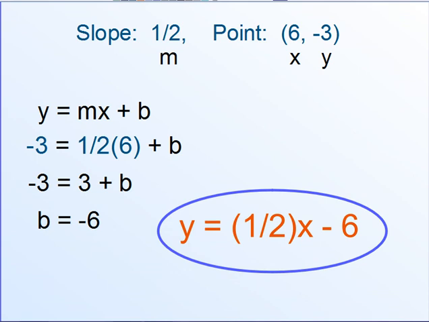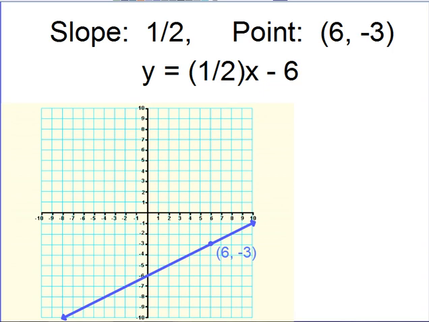Remember to write down these examples in your notebook. Feel free to pause the video if needed. I can always check my answer. My answer for the last example was y equals 1/2 x minus 6. I can use the point, I can use the slope to draw the line on a graph and just make sure that my answer is correct.